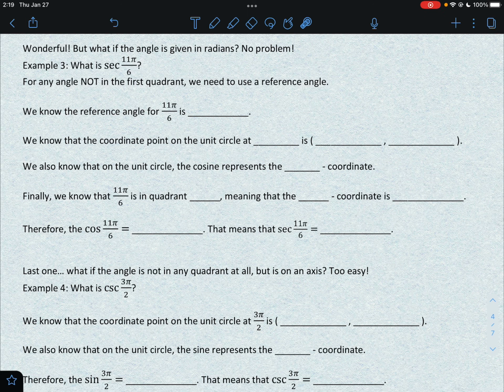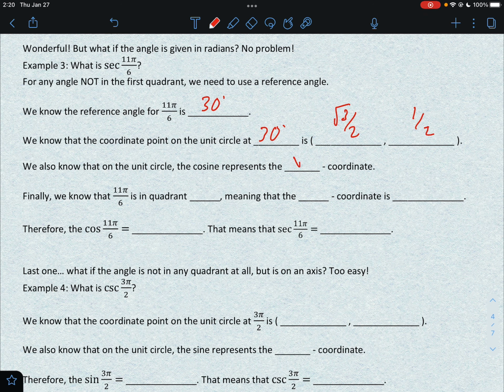What if the angle's in radians? That shouldn't be a problem. What is secant of 11 pi over 6? First of all, it's not in the first quadrant, so we've got to use a reference angle. Anything over 6 is a 30-degree reference angle. The point on the unit circle for 30 degrees is root 3 over 2 comma 1/2.